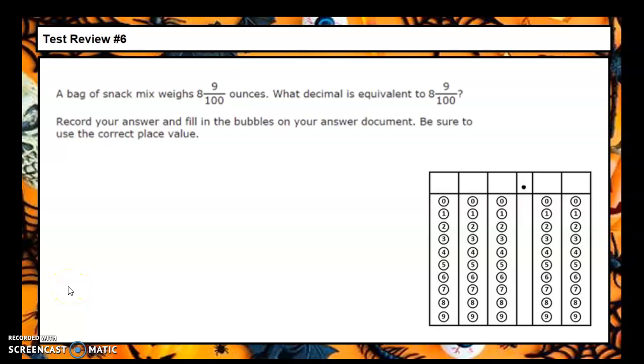All right, question number 6. A bag of snack mix weighs 8 9/100 ounces. What decimal is equivalent to 8 9/100? So on this one, guys, they give you the fraction. They want to know what decimal is equal to that.